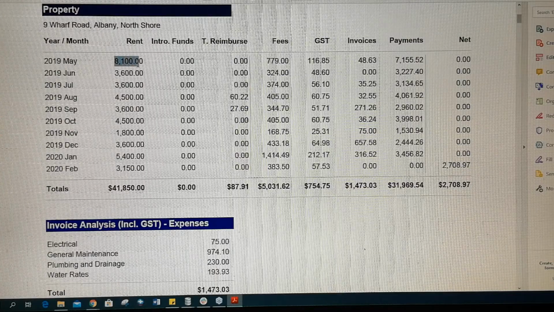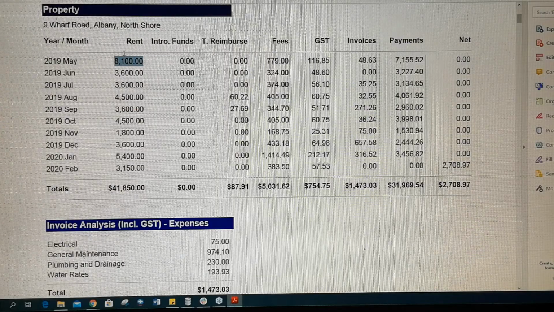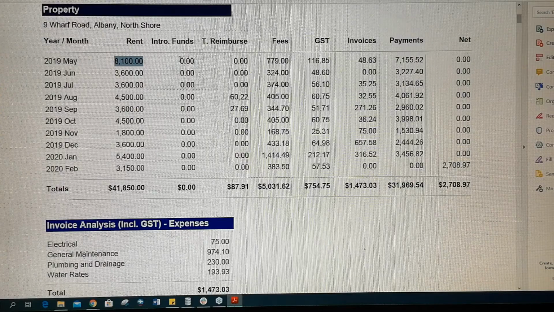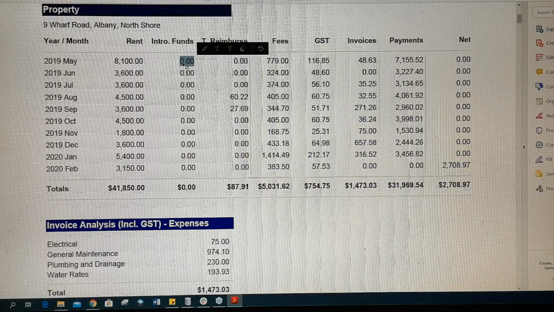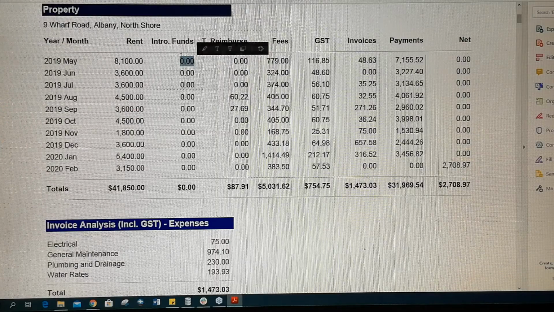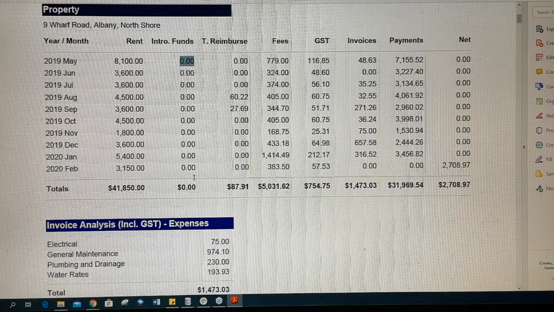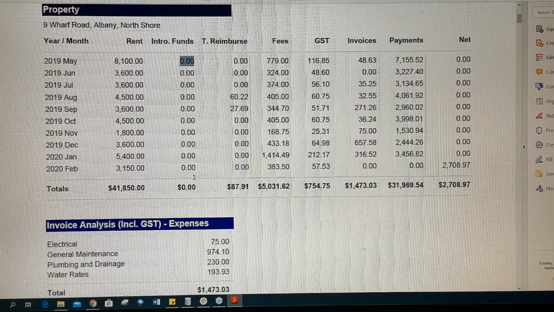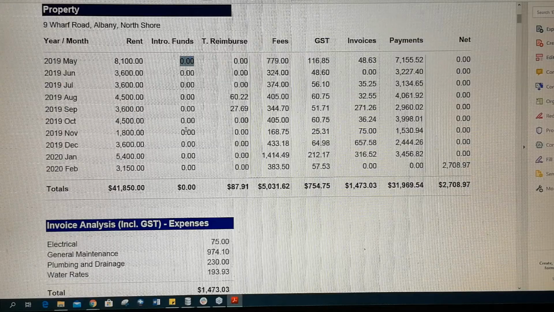Rent, so that's the rent that we have received from the tenant. Introduced funds. Michael hasn't given us any. Introduced funds is anything that we have received from the owner, so that is a receipt owner transaction only. If they've given us money towards doing any repairs or maintenance, then that would have a figure in it that we have received from the owner.